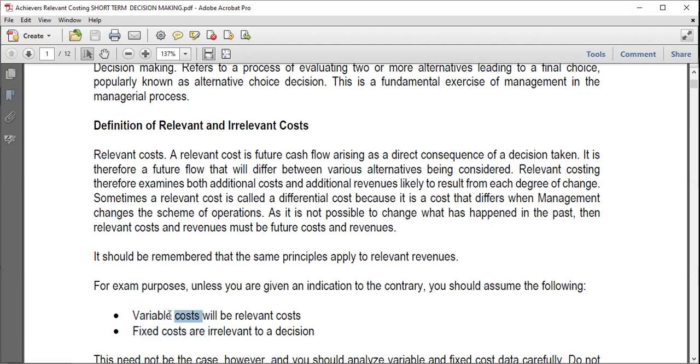The reason why variable costs are looked at as relevant costs is because the decision we are going to make will definitely affect our variable costs. For the fixed costs, because these costs are fixed, whether we take the decision or we don't take a decision, we shall definitely incur the fixed costs. I'll give you an example. Today, you could be, let's say, dealing in baking and catering.